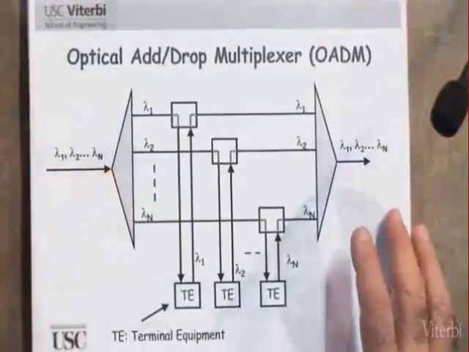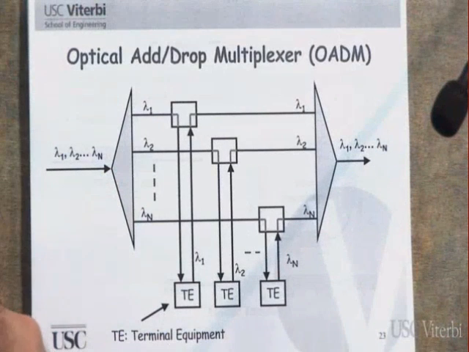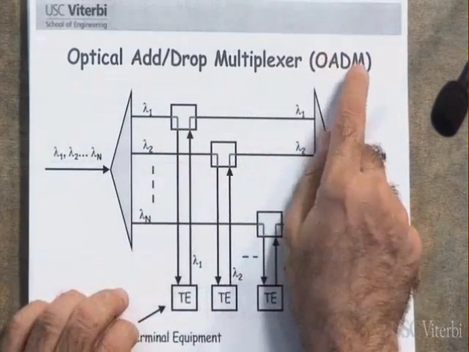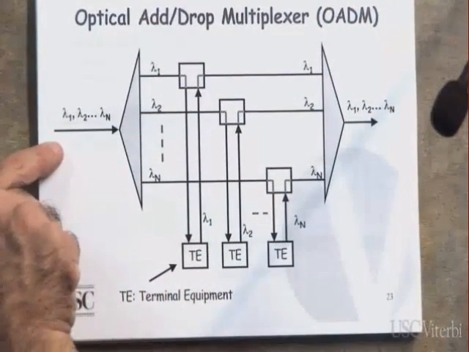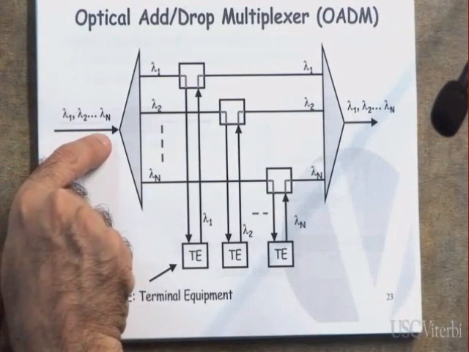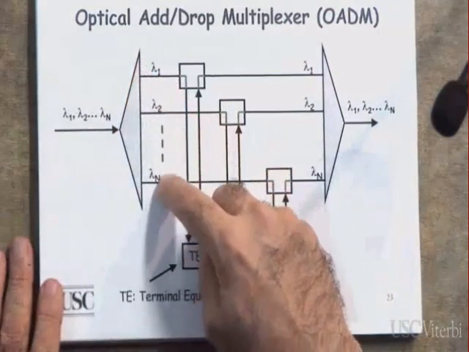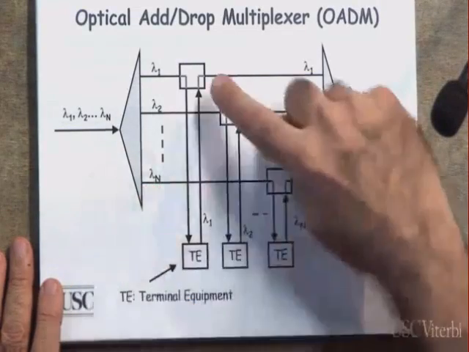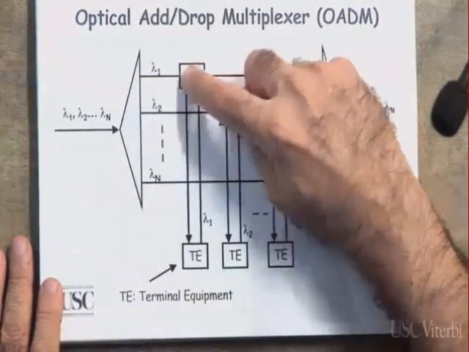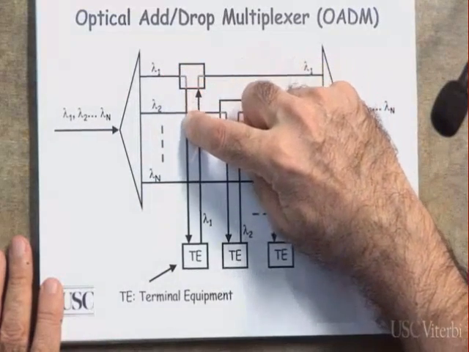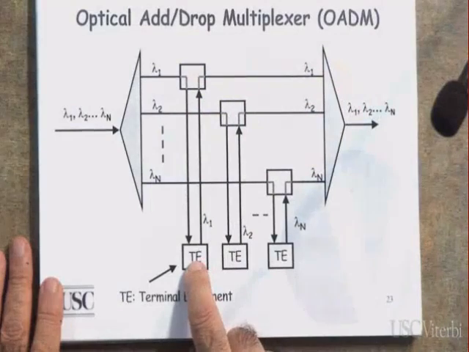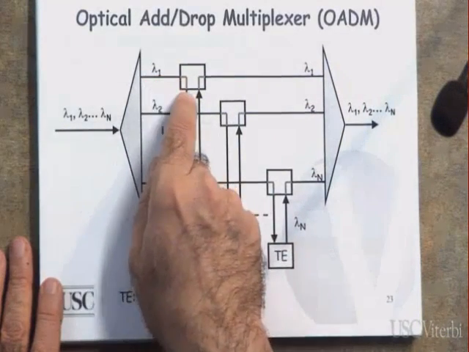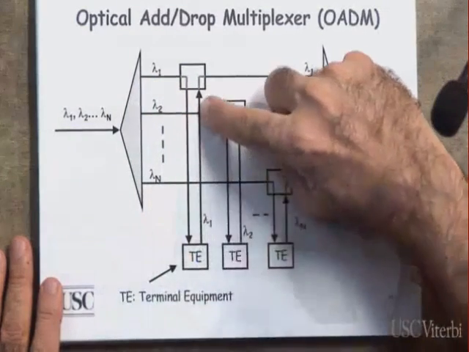Oh. Now, how about this? This is another device that we are going to be greatly interested in, which is called an optical add drop mux. We call it OADM. Let's see if you can help me here. This is lambda 1, lambda 2, all the way to lambda n. I'm going to demultiplex them into lambda 1, lambda 2, all the way to lambda n. Then what am I going to do with the lambda 1? I will drop it. TE stands for terminal equipment. I will drop it here.